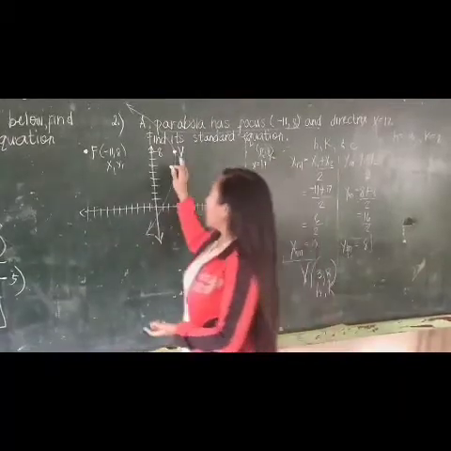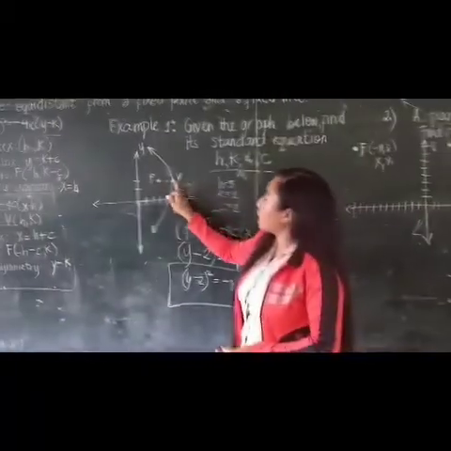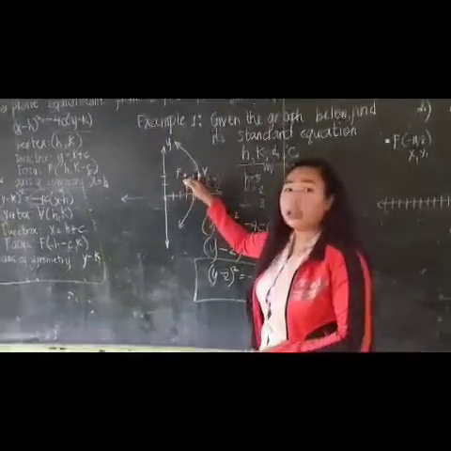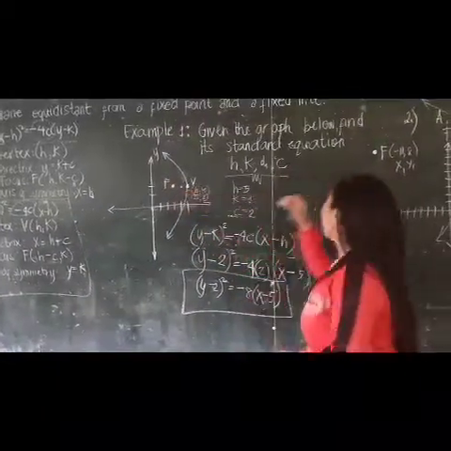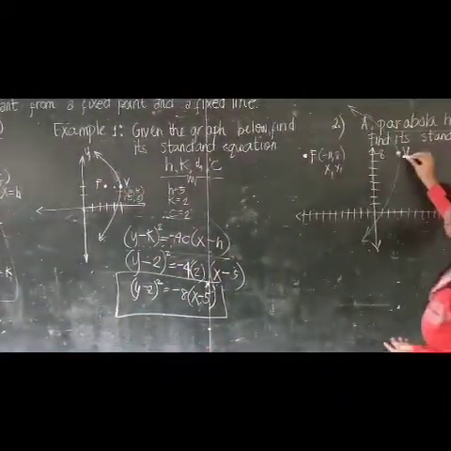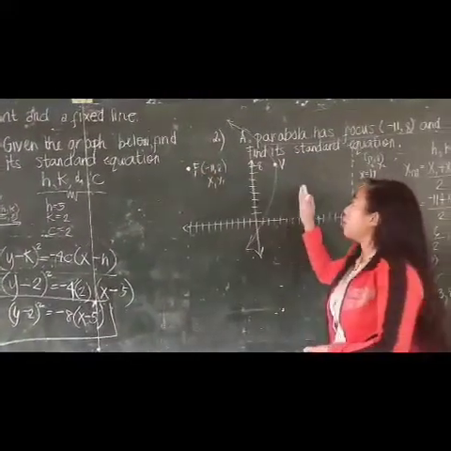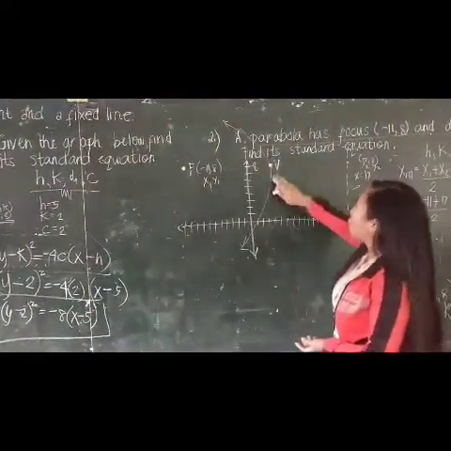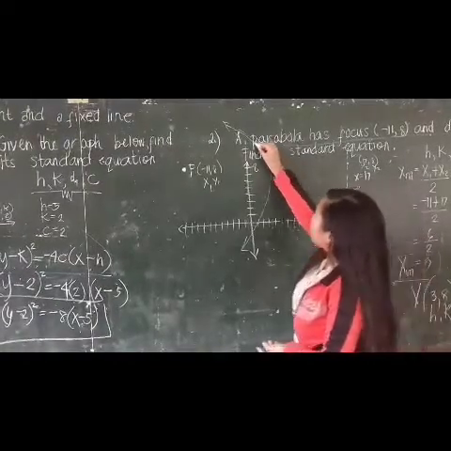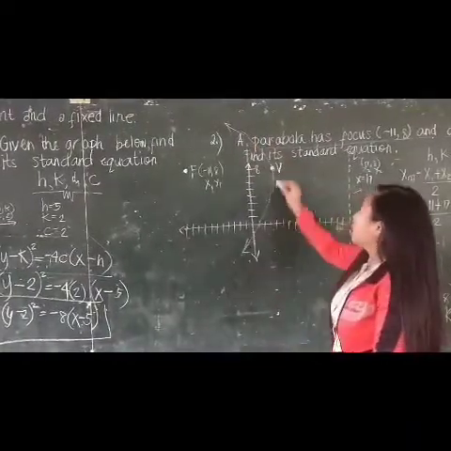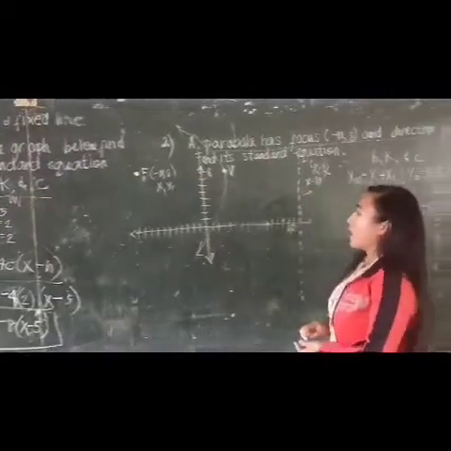Diba? Dapat yung vertex niya na ang nasa sulod ang focus. Therefore, dili ka pwede mag-ana sa imong graph kay nasa gawas imong focus, diba? Dapat pasulod ang focus sa vertex, masulod siya, so dapat ana. So your parabola opens to the left.